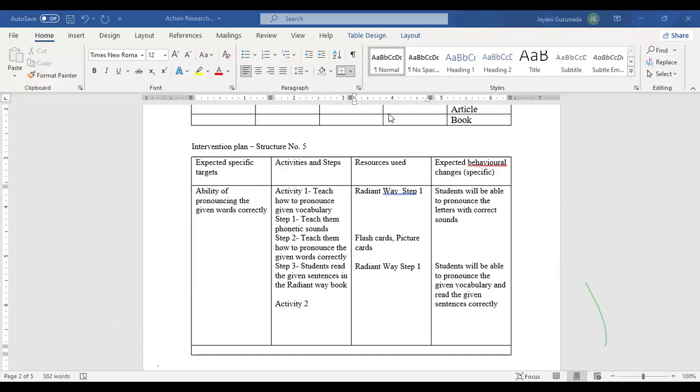Activity 7, familiarizing the sentence structure of subject, verb, complement pattern with be verbs. Step 1 shows a video clip and explains it. Step 2 give flashcards to students and ask them to paste them accurately in the demand sheet. Step 3 give clue cards and ask them to make sentences. Resources used: clue cards, sentence strips, video clip. Expected behavioral change: students will be able to identify the SVC pattern for are and are not.